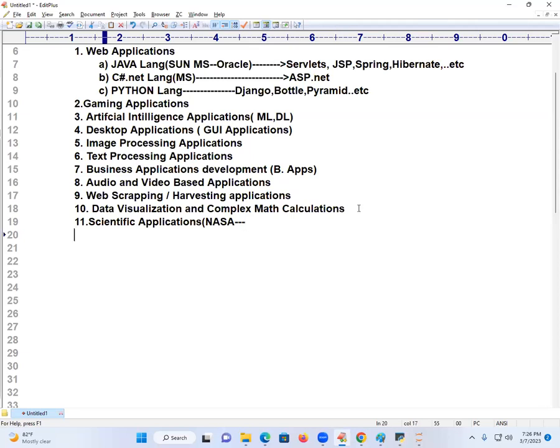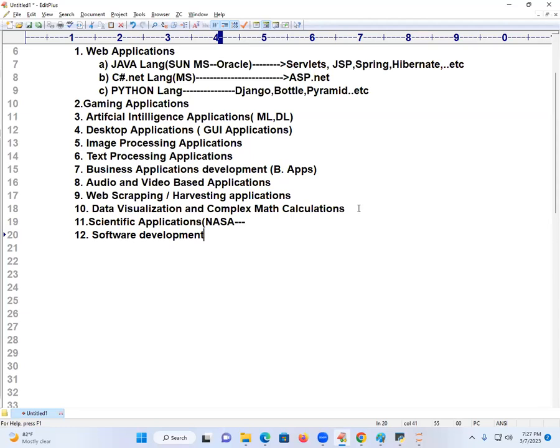Next is number 12. I am talking about software development. That is quite natural. Infosys is using Python for project development. IBM is using Python for project development. All project-based companies are also using Python for development of projects for non-IT organizations.